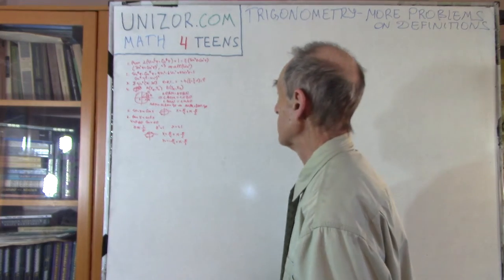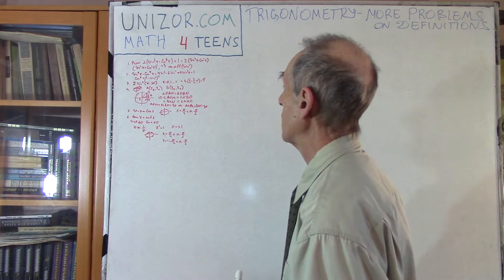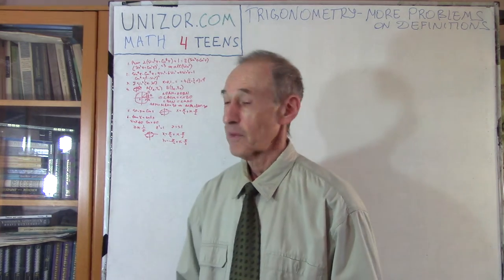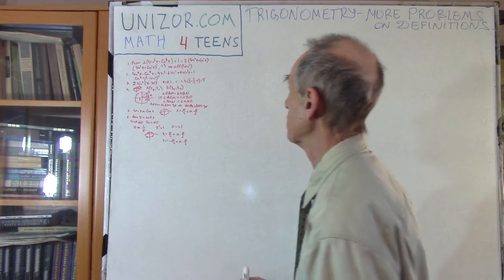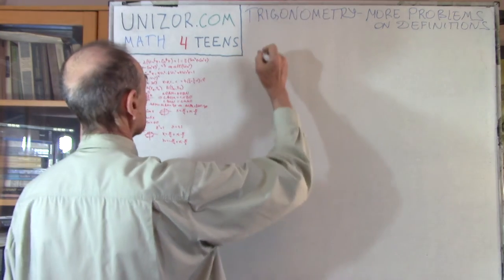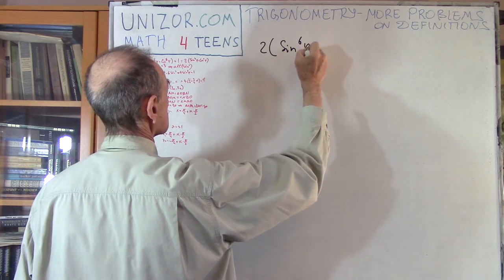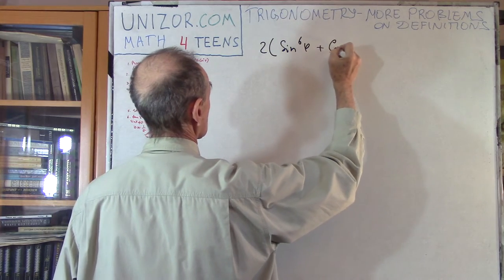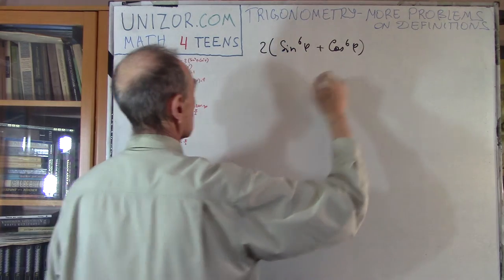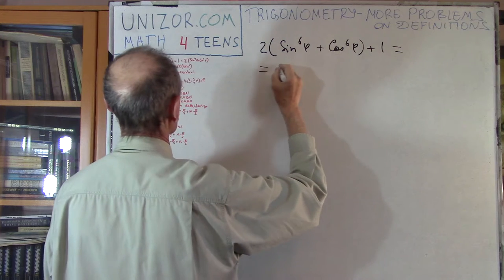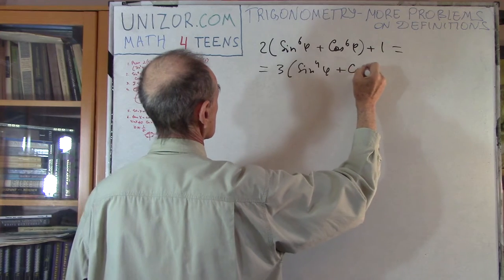Okay, so I have six trigonometric problems. I'll just go one by one. And in some cases, I might actually skip certain calculations because they will be trivial, but I will try to go through all of them. Okay, number one: I have to prove that 2 times sine to the 6th of angle plus cosine to the 6th of this angle plus 1 equals 3 times sine to the 4th plus cosine to the 4th.